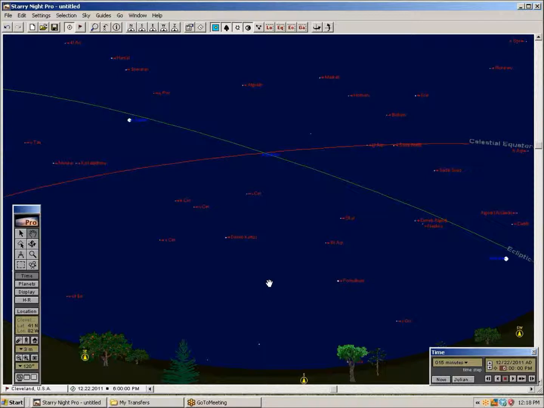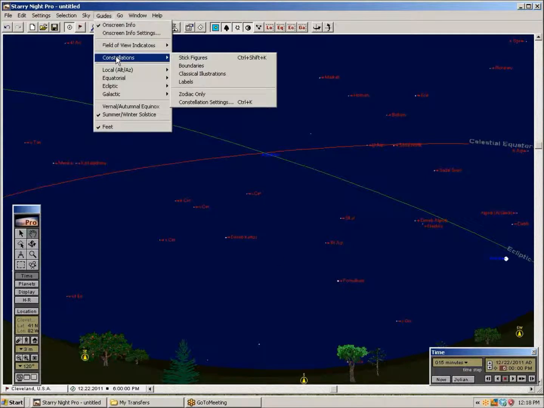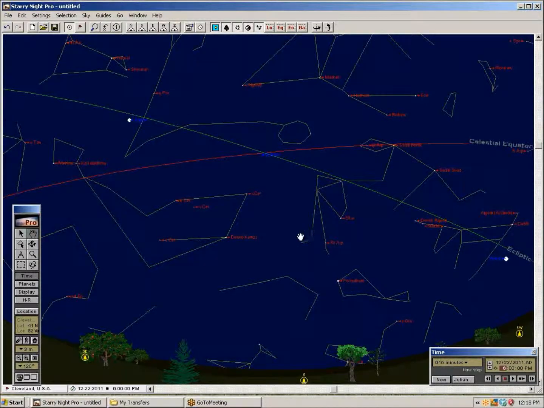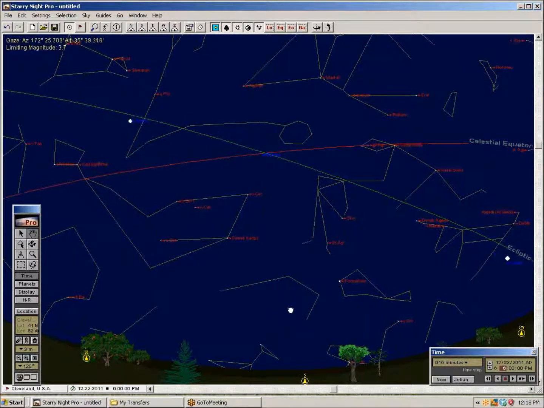Now, the Ursid meteor shower is actually active from December 17th through the 26th, so it is possible to see shooting stars during this time. The peak, however, occurs on the night of December 22nd and into the dark hours of the morning of Friday, December 23rd. Let me go ahead and give some guides of these constellations so that you can see what's going on. And now we're going to have to face north to see the dippers.